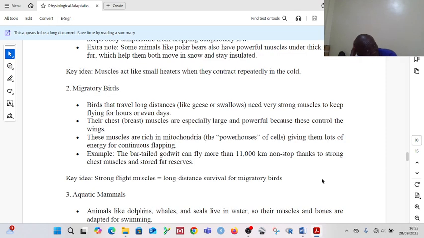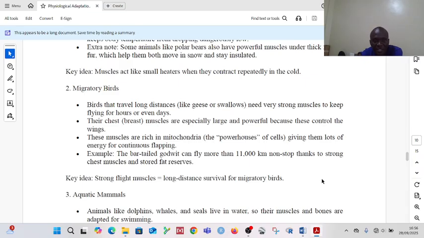What about the migratory birds? These are birds that travel long distances. Because this traveling involves flying, it means they need very strong muscles to enable them to fly for a long period of time, either many hours or even many days. How this is made possible is that their chest muscles happen to be large and powerful. Okay? So they have large and powerful chest muscles.